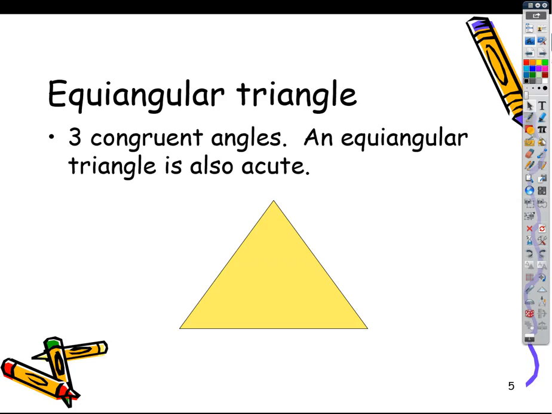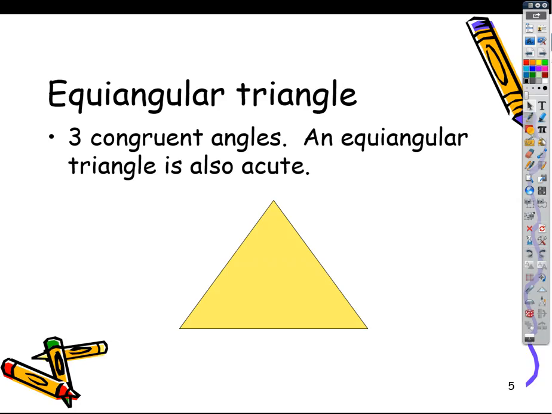What do you think that means? Break that word down. Equa means? Same. Angular? Same angles, yeah. So that's where all three of the angles are congruent. Can you tell me what the measure of each of those angles would have to be?